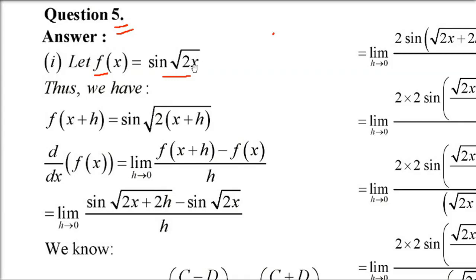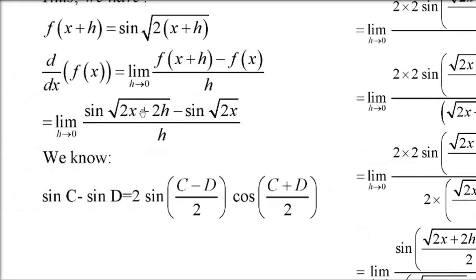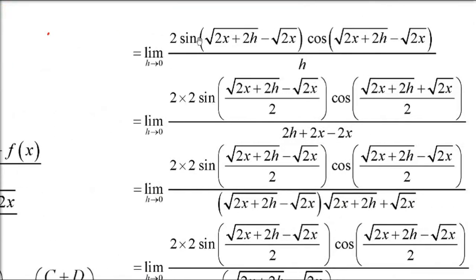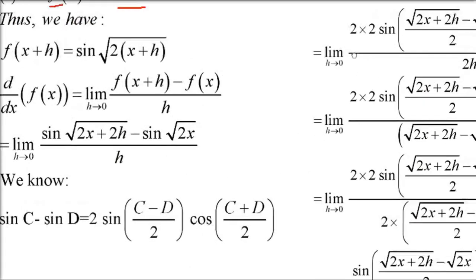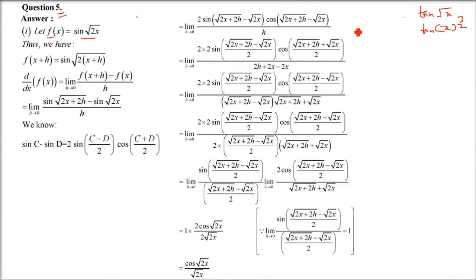Now x is x plus h, so 2x plus 2h will be f(x+h) minus f(x), that is, the same thing: sine under root 2x by h. Now what can you do here? Because this is f(x+h) minus f(x) by h, this is sine c minus sine d. So sine c minus sine d is 2 sine (c minus d) by 2 cos (c plus d) by 2. So we'll just make it as plus.